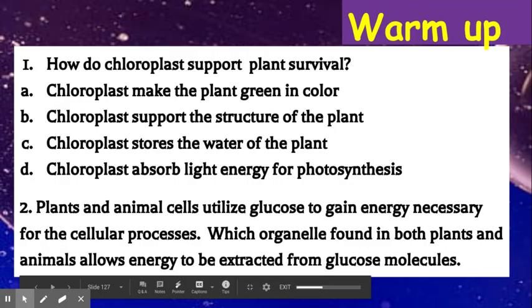All right, so our warm up today is stuff on the cell organelles that we've already discussed. So, how does the chloroplast support plant survival? Is it going to be A, B, C, or D? And then number 2, plant and animal cells utilize glucose to gain energy necessary for cellular processes. Which organelle found in both plants and animals allows energy to be extracted from glucose molecules?